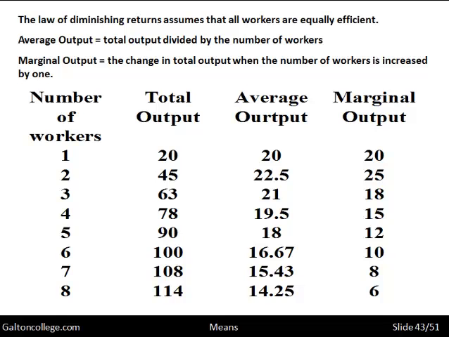So it's important to be aware of the difference between total output, average output, marginal output. And the same idea crops up in total cost, average cost, marginal cost, and so on. Total revenue, average revenue, marginal revenue. The same way of calculating it.